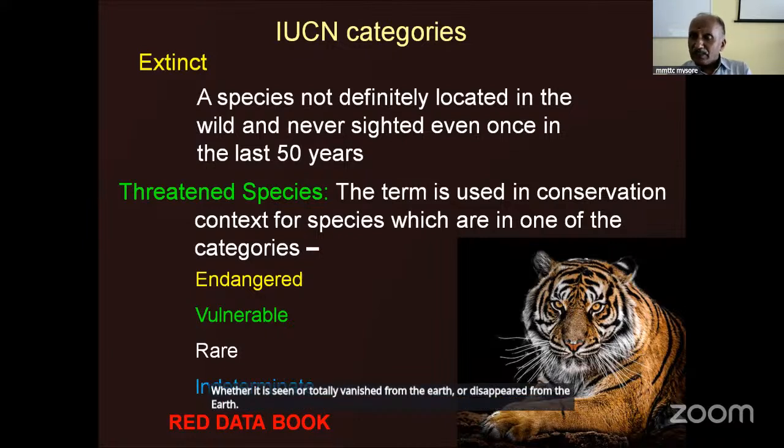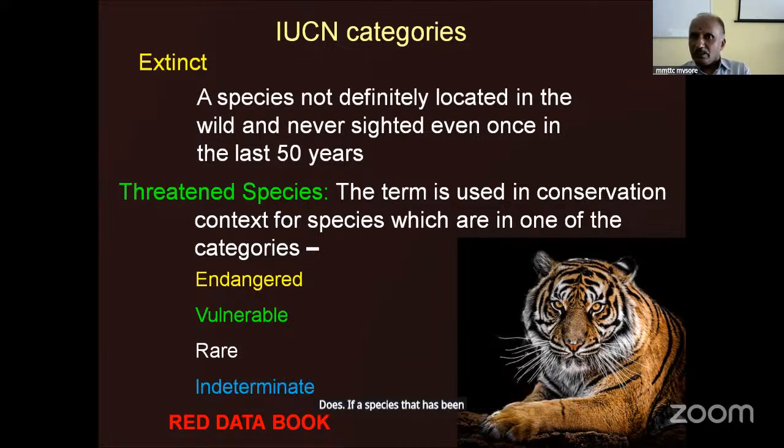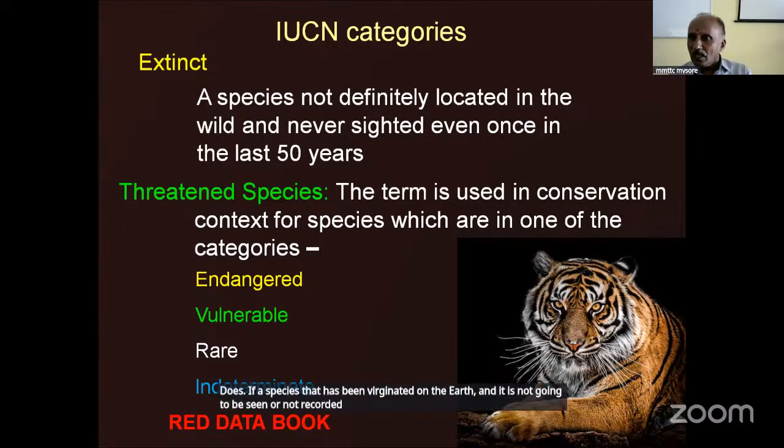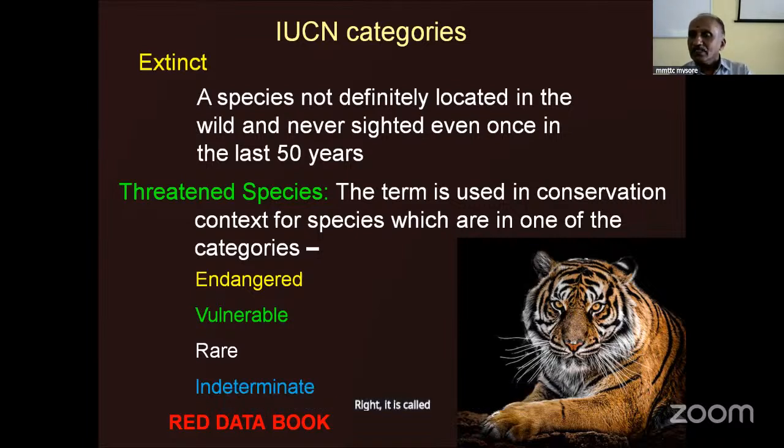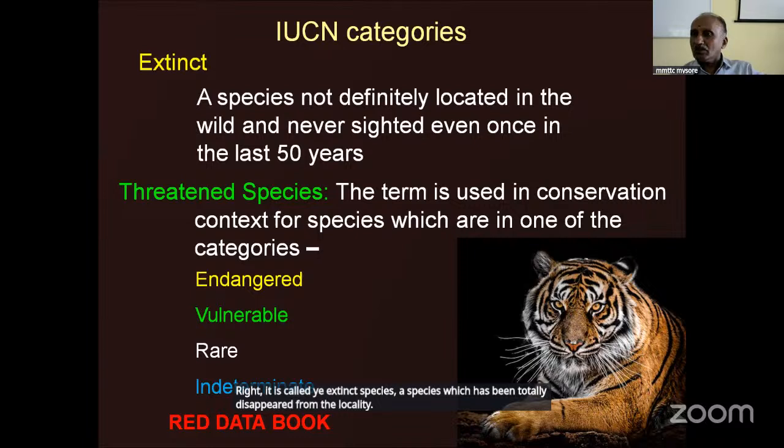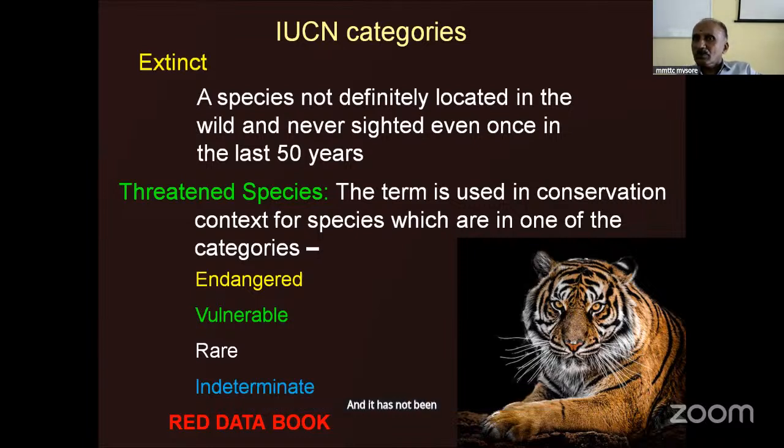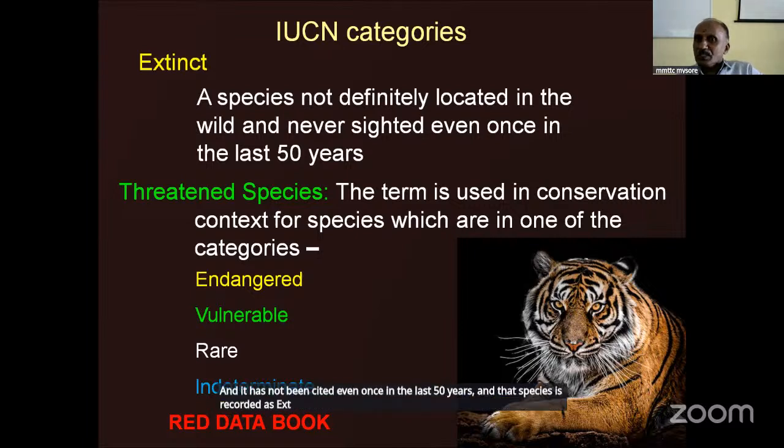Thus, if a species that has originated on the earth is not seen or recorded for the last 50 years, it is recorded as an extinct species. It is totally vanished from that area, right? It is called an extinct species. A species which has totally disappeared from the locality and has not been sighted even once in the last 50 years is recorded as an extinct species.